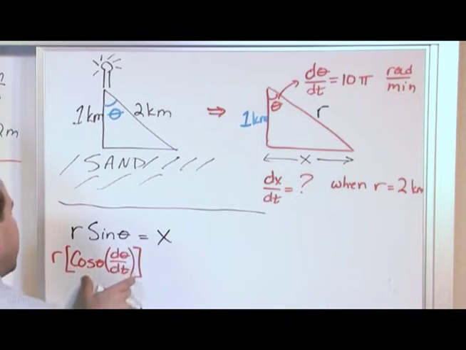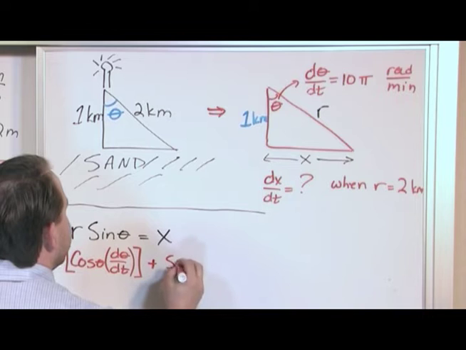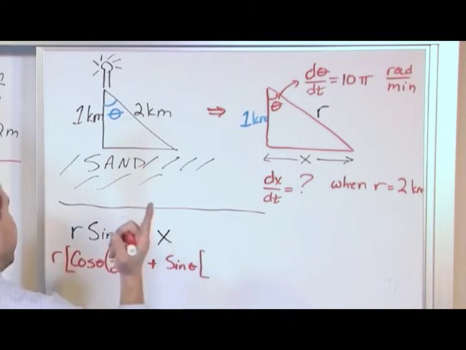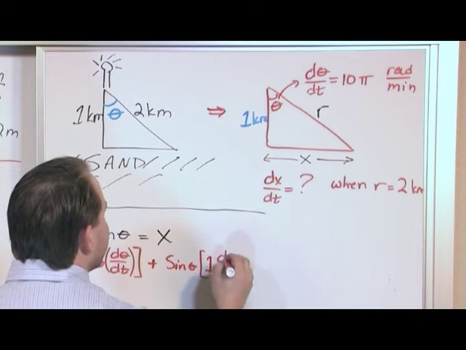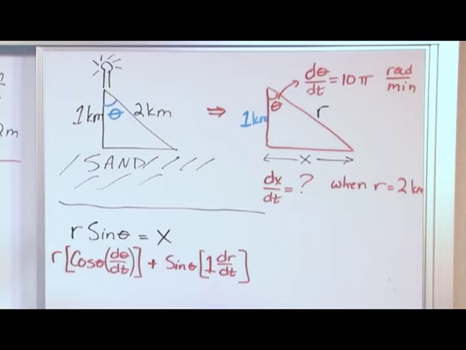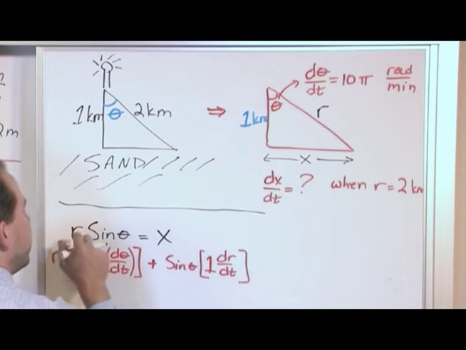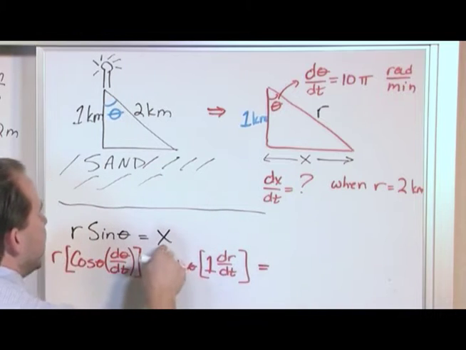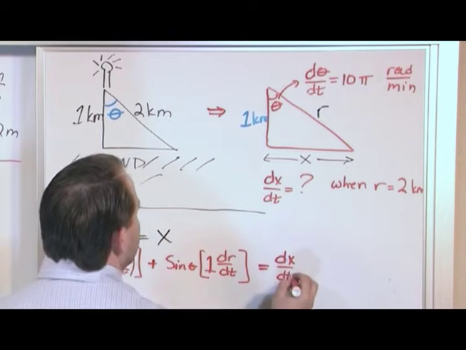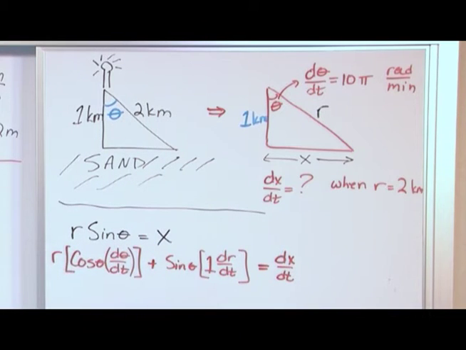So first times the derivative of the second plus the second, sine of theta, times the derivative of the first. The derivative of r is just simply 1, and then I can't stop there. I have to go dr dt. On the right-hand side, take the derivative of this with respect to time. I'm just going to get dx dt. So this is the equation that I've constructed for my related rate problem.